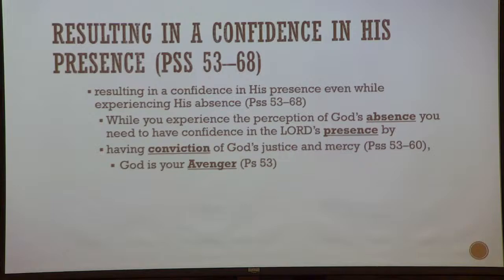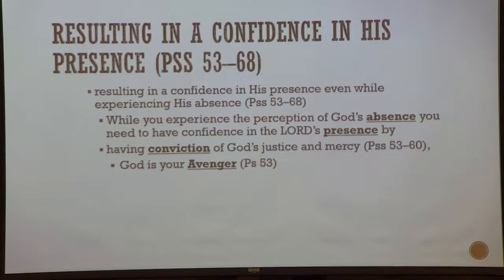We see this in 53 through 60. These are particularly in two groups. 53 through 55 are maskils, and 56 through 60 are miktams. Again, I don't know what those mean, but no one does. The meaning of maskil and miktam has been lost to time. Again, you can speculate. I'm sure someone does.